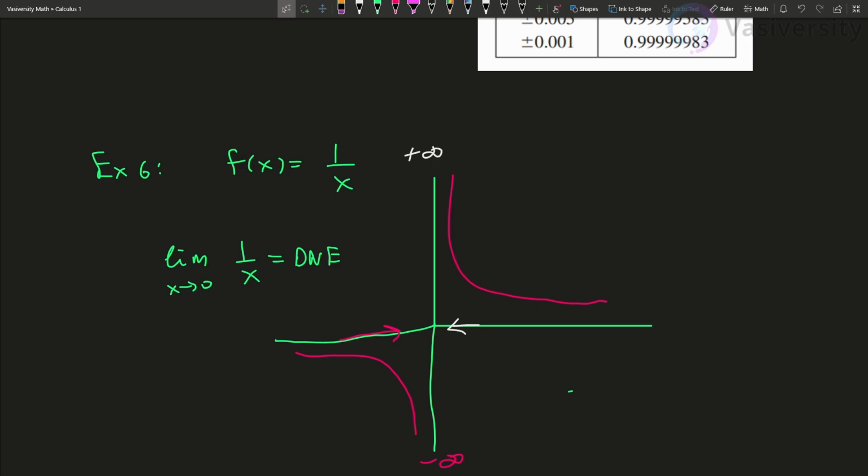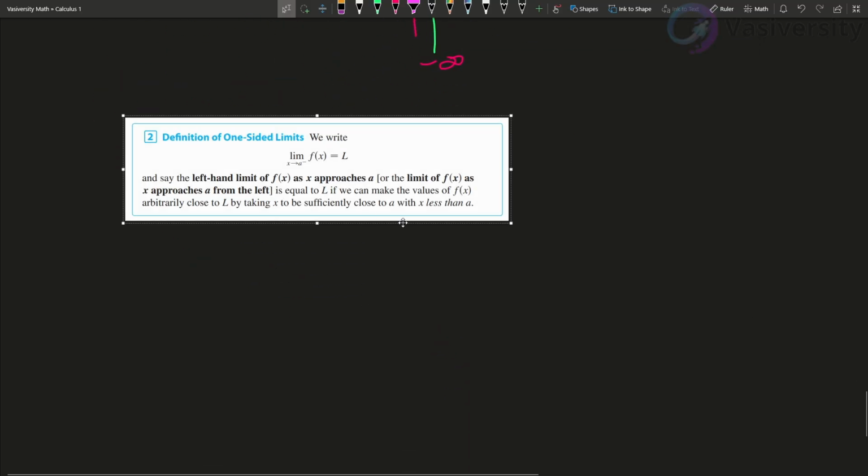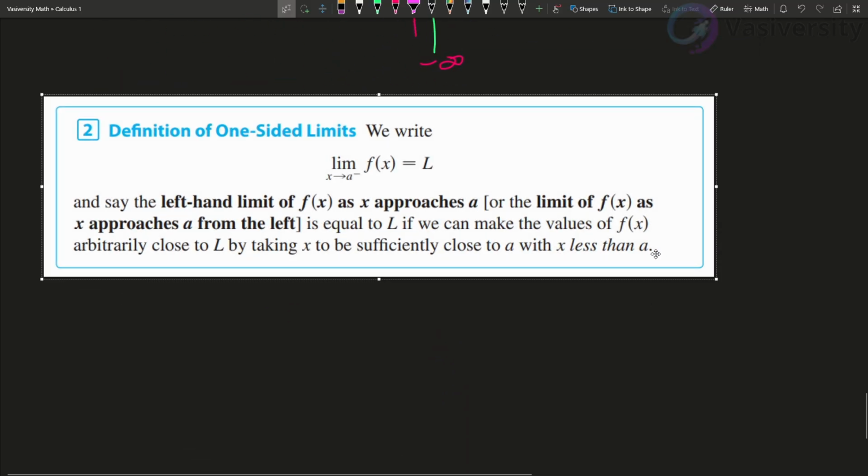And so here we're going to be learning a new definition, which is a one-sided limit. A one-sided limit we can write as x approaching a from the negative side, so that means the left-hand limit. What would be the right-hand limit? You guessed it, it would be the limit as x approaches a plus, with the plus on top. That would be the right-hand limit.